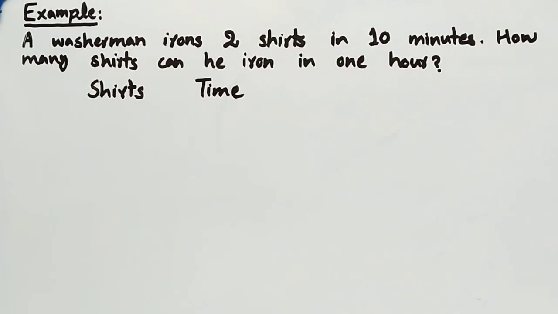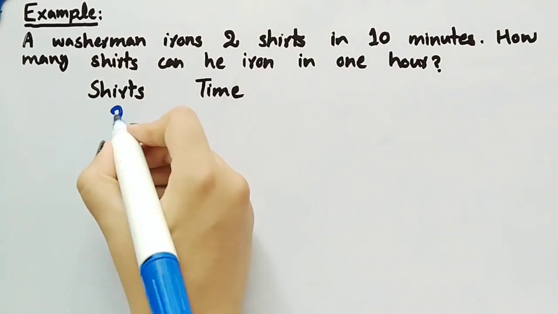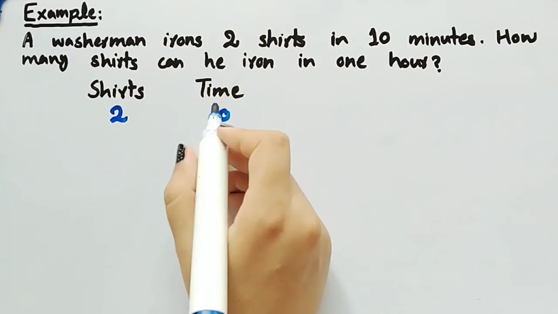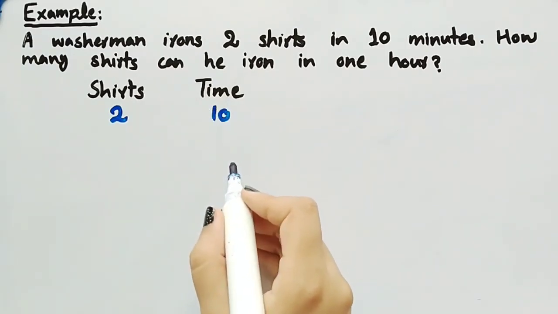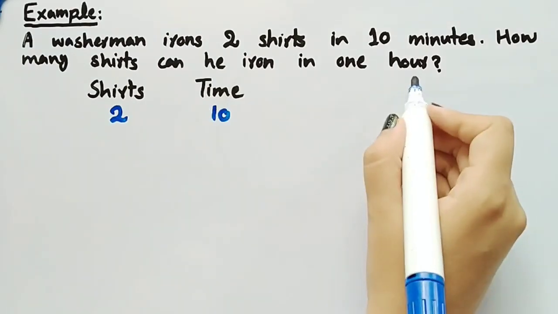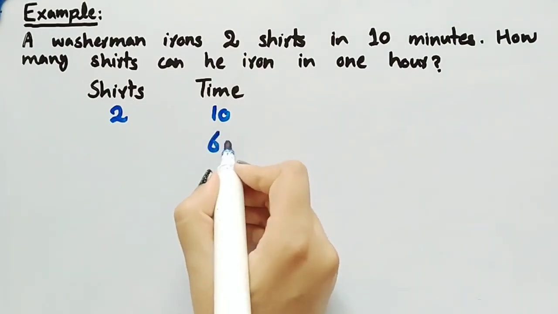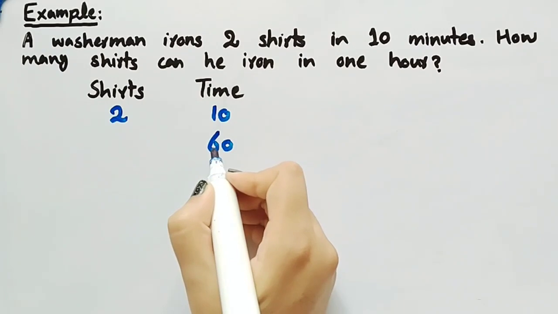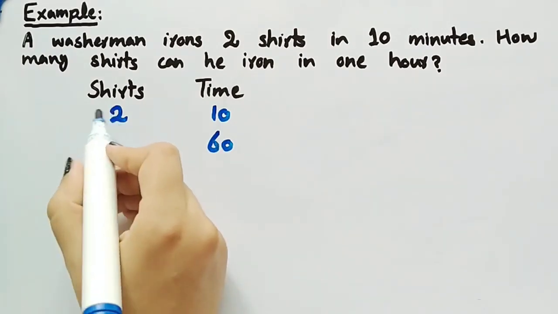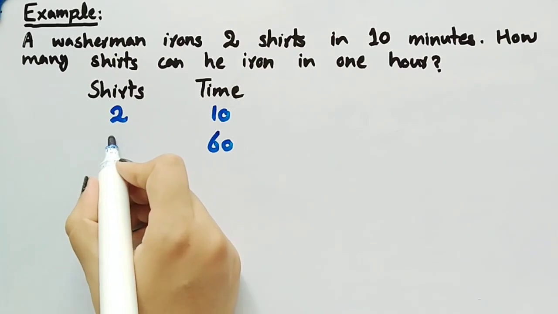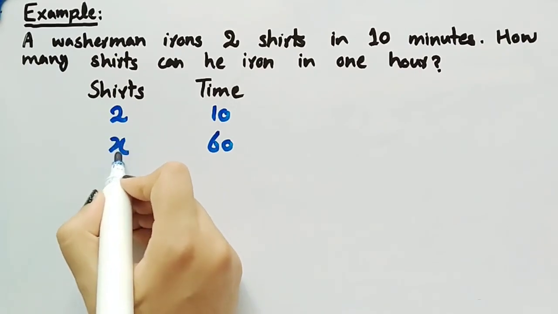The washerman irons 2 shirts in 10 minutes and we have to find how many he irons in 1 hour, and there are 60 minutes in 1 hour, so we will write here 60. Since we have to find the number of shirts that he irons in 60 minutes, we will write here x, since we do not know the number of shirts, and we will find it now.